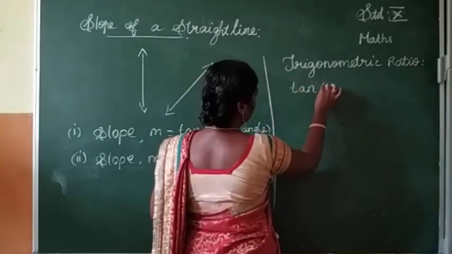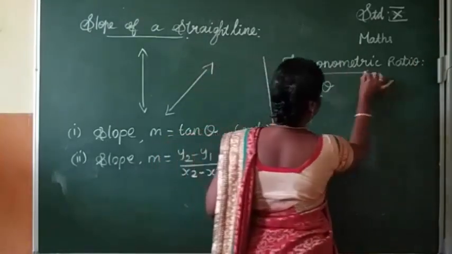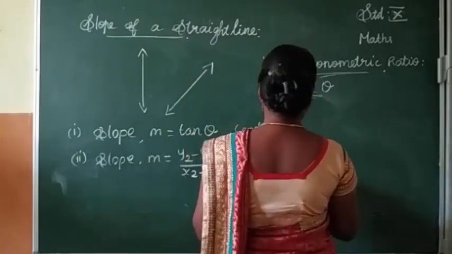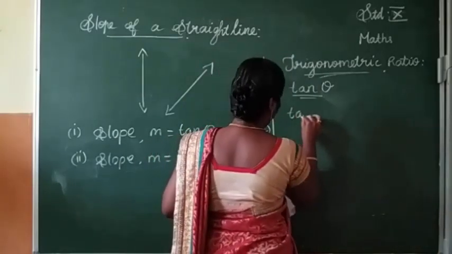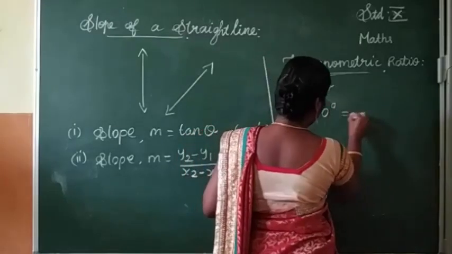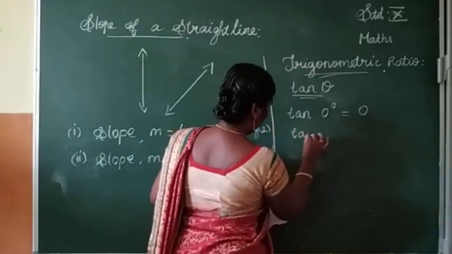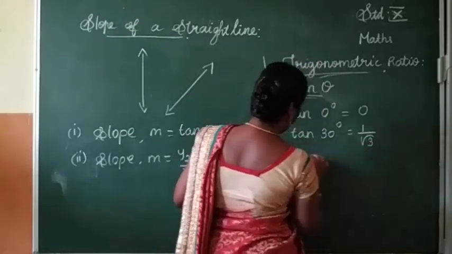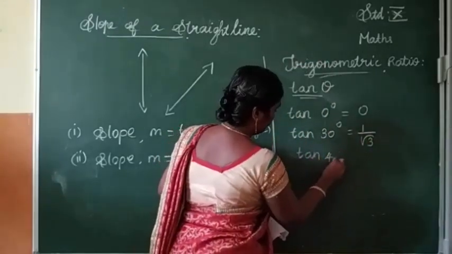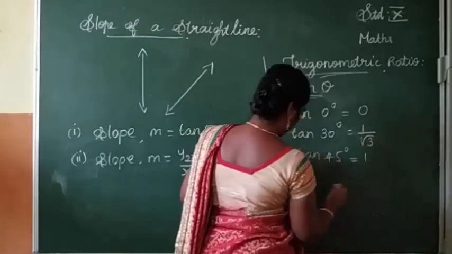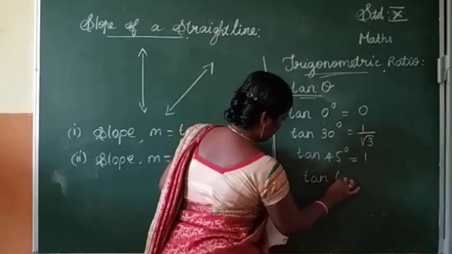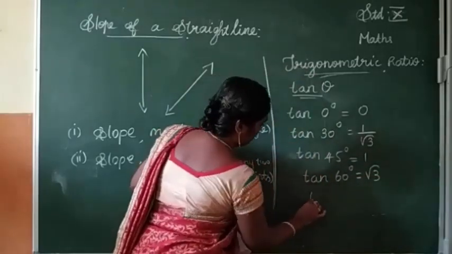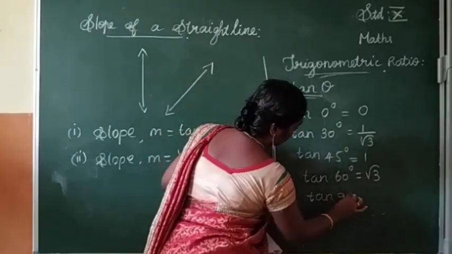Trigonometric ratio for tan theta. Write some values for tan theta. Tan 0 degree value is 0. Tan 30 degree value is 1/√3. Tan 45 degree value is 1. Tan 60 degree value is √3. Then tan 90 degree value is undefined.